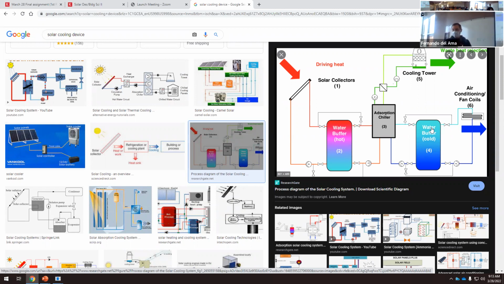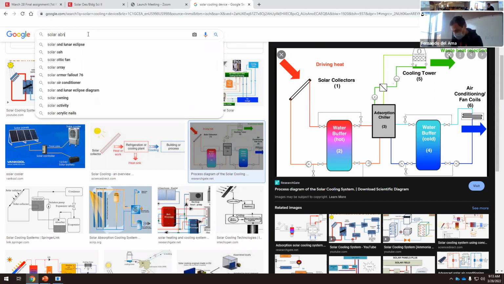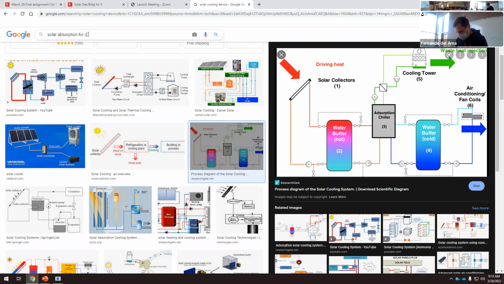In summer, we do need domestic hot water for the showers, but we don't need hot water for the heating system. So it would be great to have a device that can make the most of all this hot water that we can generate in summer, and use that energy for the cooling system. Well, that system exists. It's solar absorption for cooling.